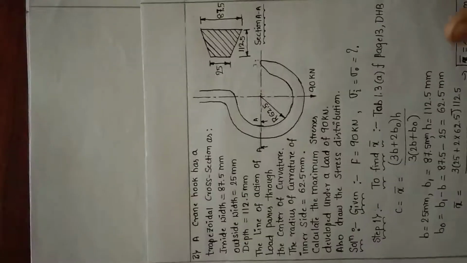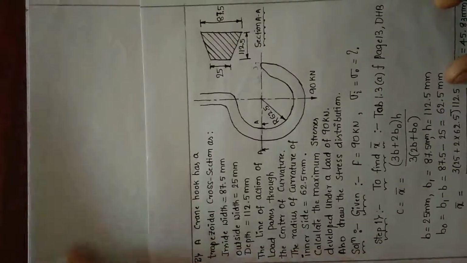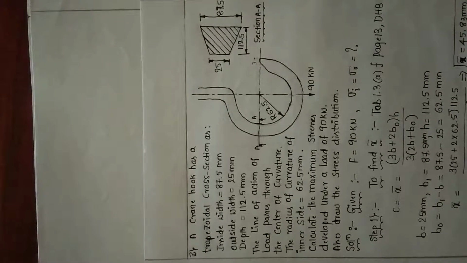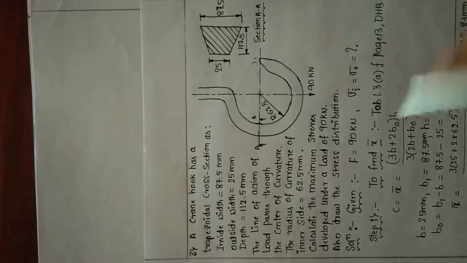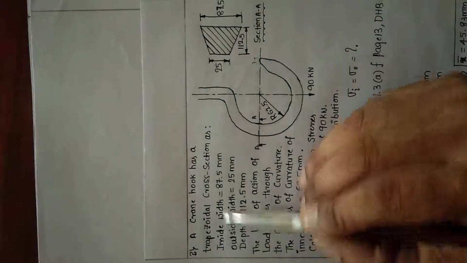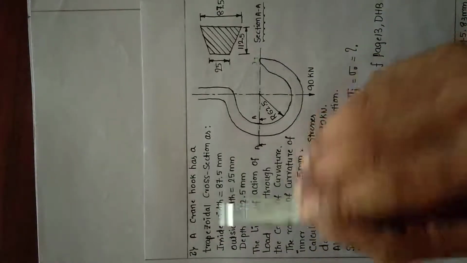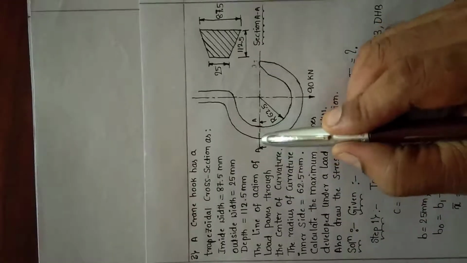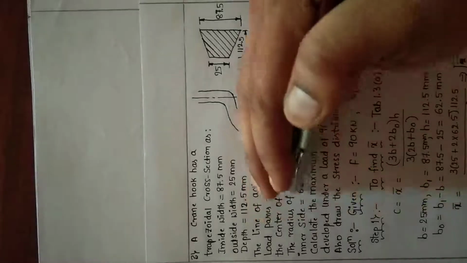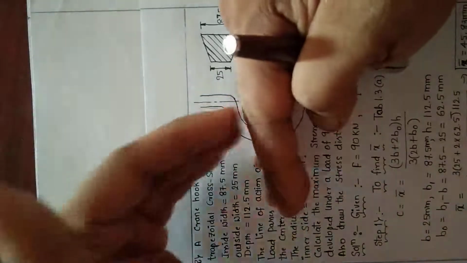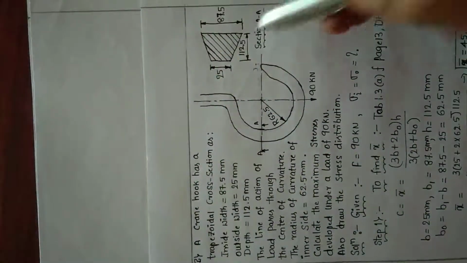Today we are going to solve a crane hook problem. Let us read the question here. A crane hook has a trapezoidal cross section as shown in the figure. The section I have marked here as AA: if I cut this part and remove it, whatever you see from the top I have shown here. This is the trapezoidal section.